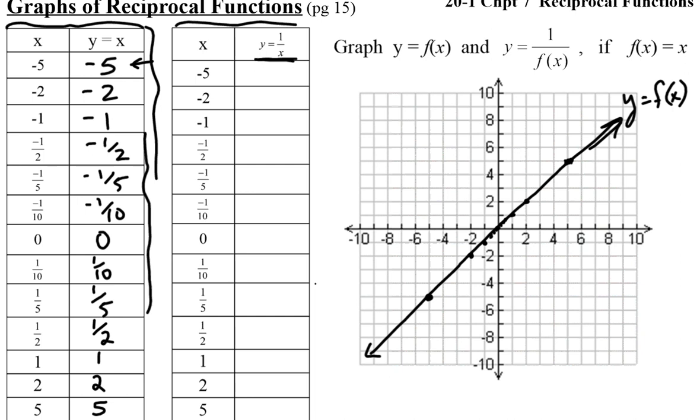Now, we want to graph the reciprocal. Reciprocal means we want to flip the numerator and denominator. In this case, if we had y equals x, our reciprocal is now y equals 1 over x. So if x is -5, flip that, y will be -1/5.